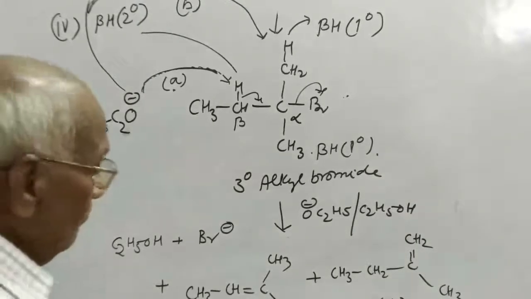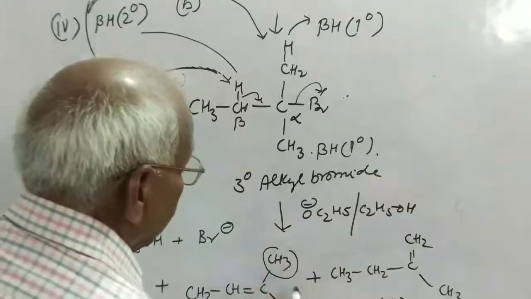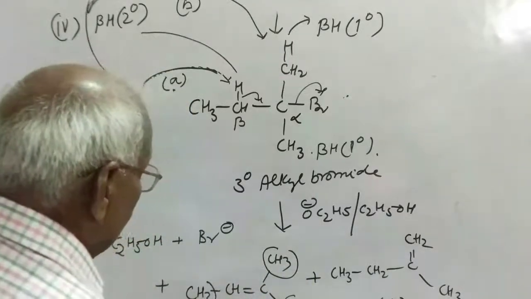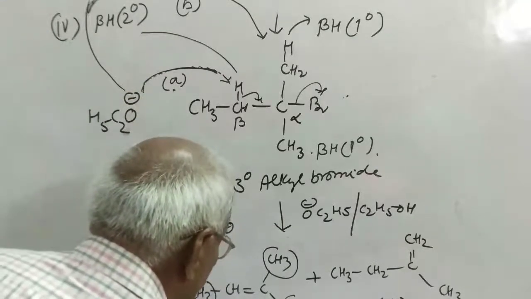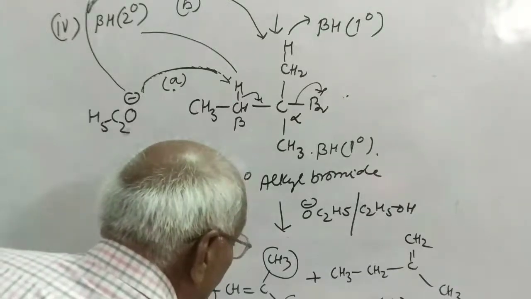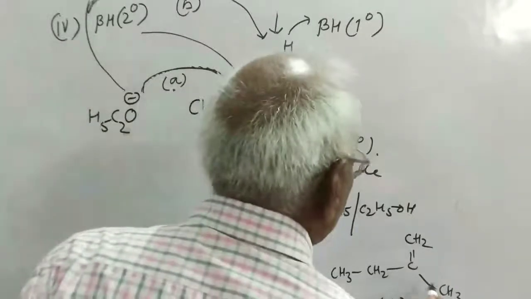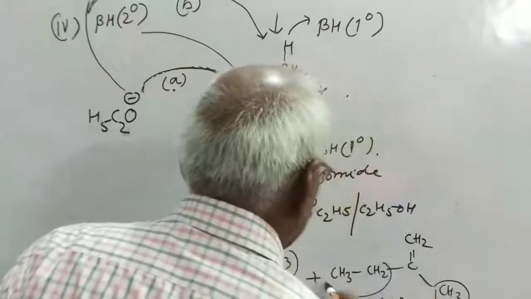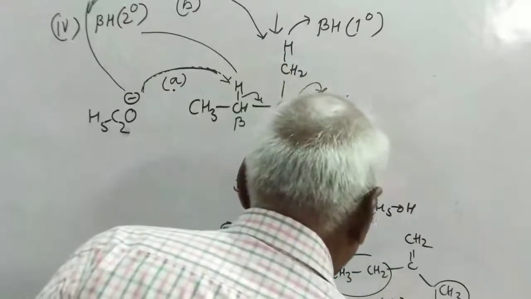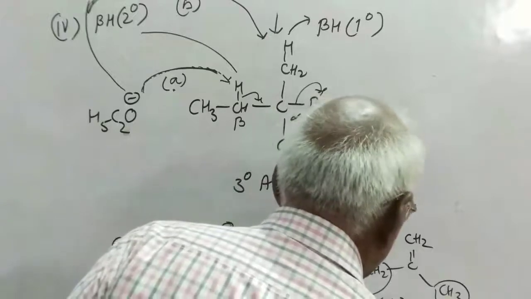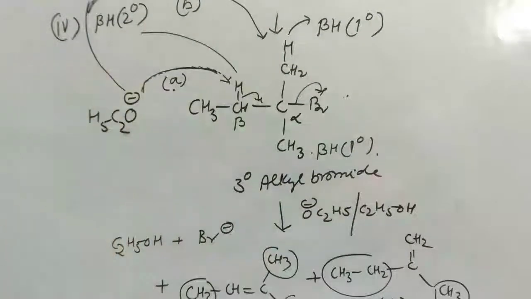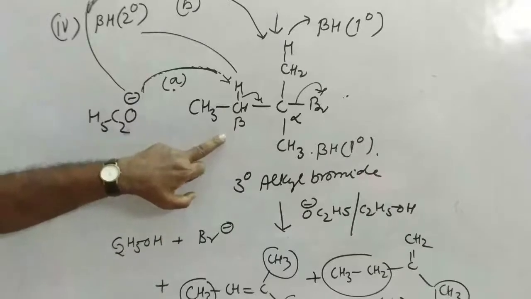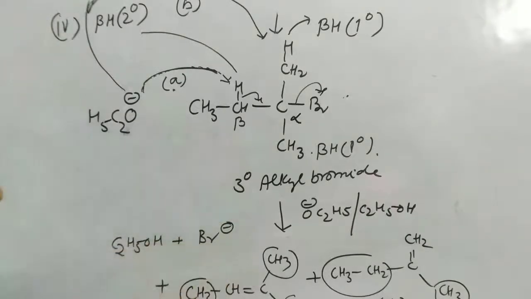So you see this product. This is highly alkylated product, so it is the major product, and this is the least alkylated alkene, so it is the minor product. So depending on the type of beta hydrogen, we get the different alkenes.